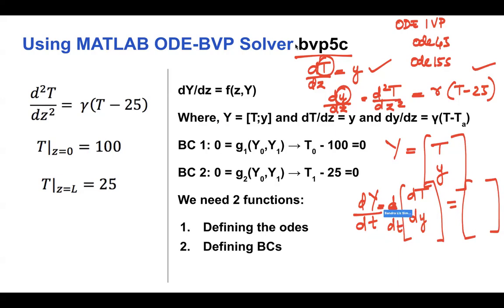And what is dT by d? The temperature, sorry, here it is not time. It can be time also, but in this question it is better to base it on distance, so it should be z here. So in the first equation, the first function will be this part, that is y. And the second, dy by dz, will be gamma times T minus 25.